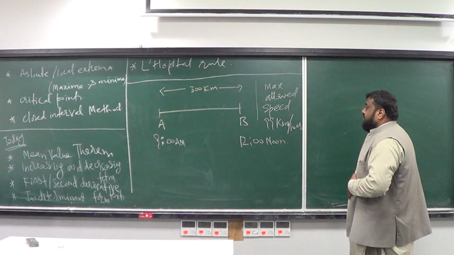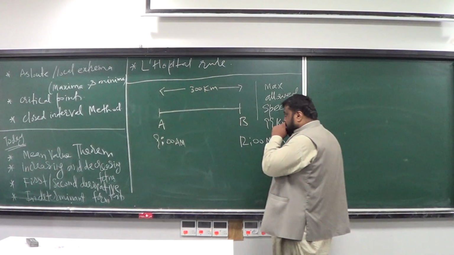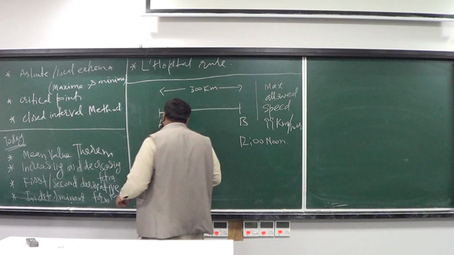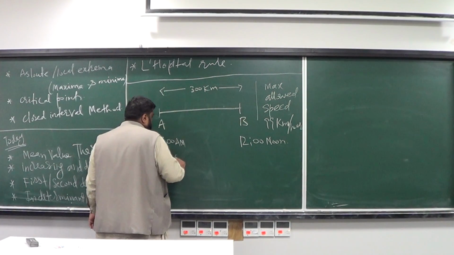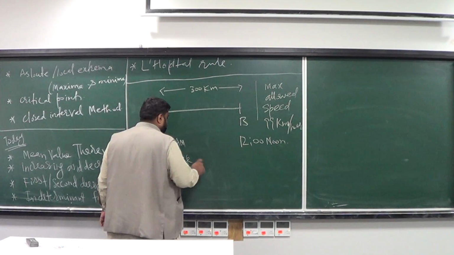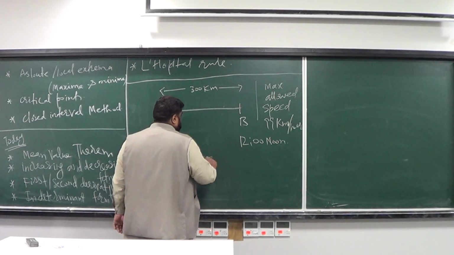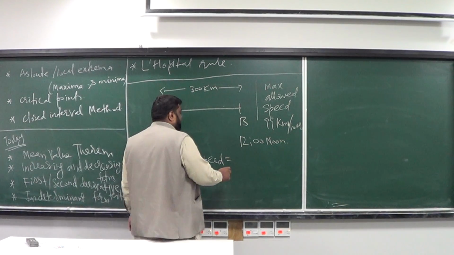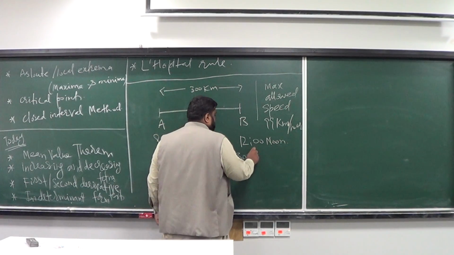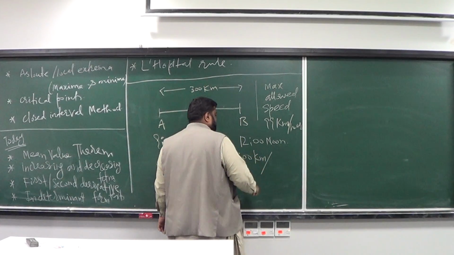So imagine you covered this. Now the question is, what would be your average speed? It's not difficult to calculate. I have covered say 300 kilometers.